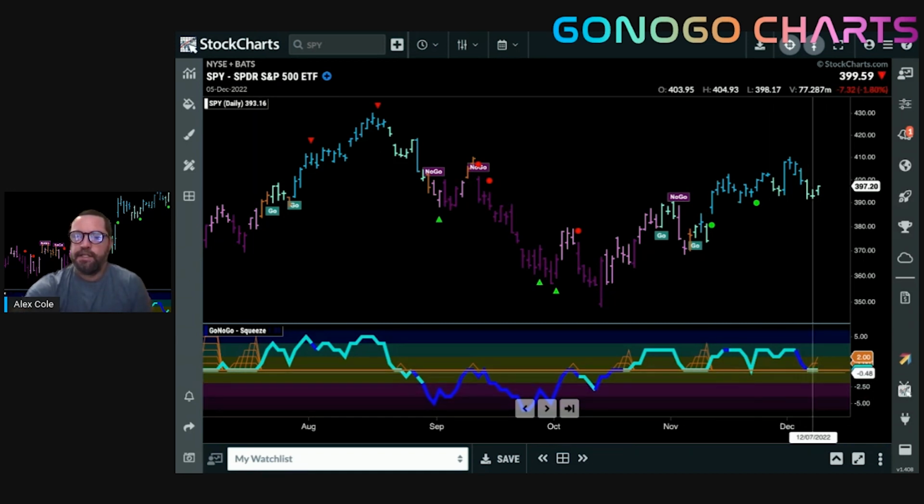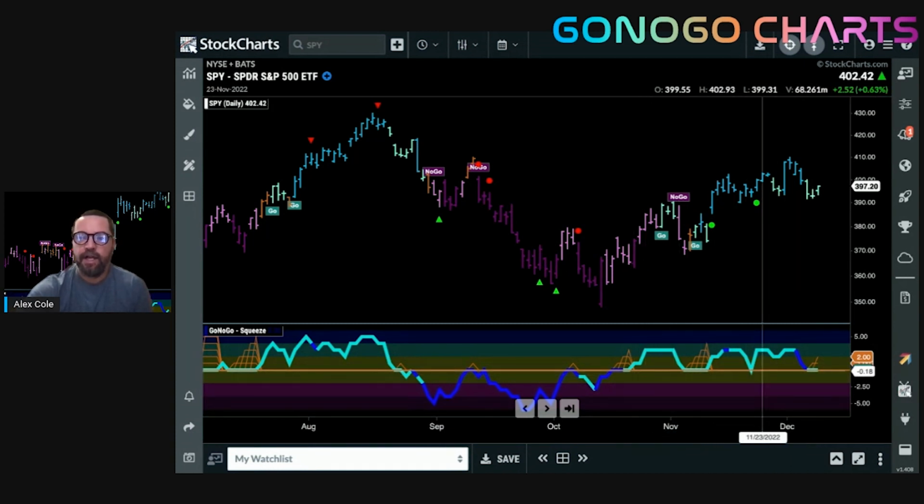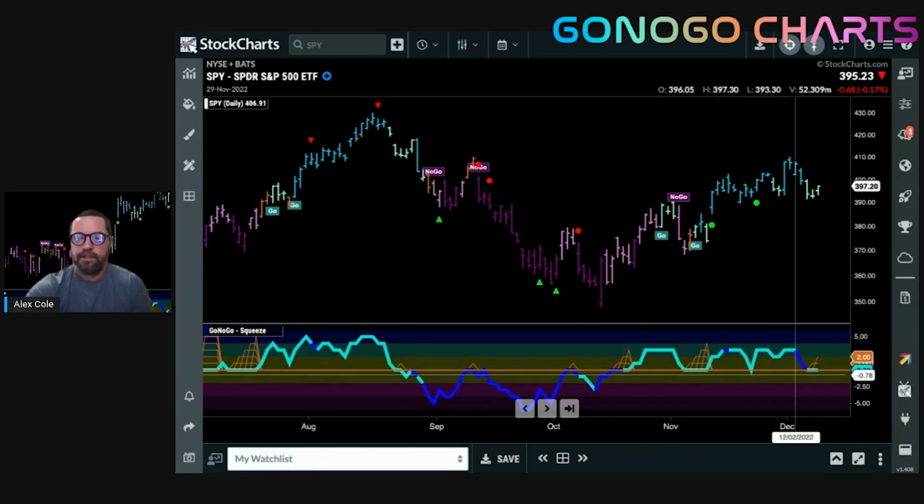And what we're seeing is we are testing the zero line from above. In GoNoGo charts, this zero line is an objective level that can be used as support and resistance.